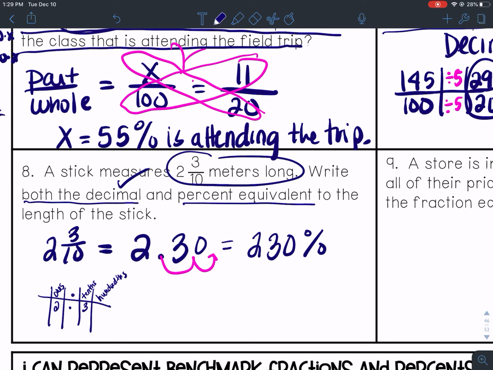It is okay that it is a number larger than 100. It is okay. You just now have 230%. Okay? So I already have it as a fraction, decimal, and a percent. So we're good. Okay, let's go to number 9.